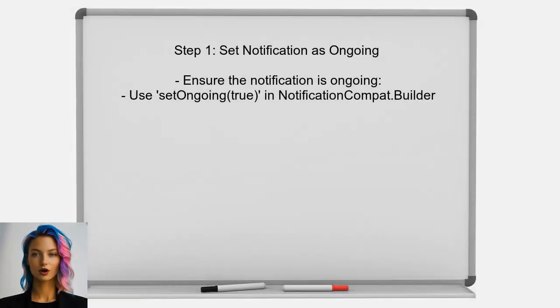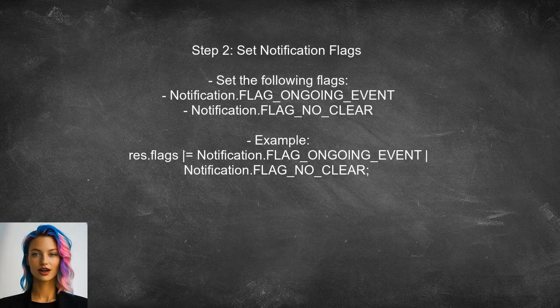To ensure the notification for the foreground service is persistent, the user should verify that the notification is set as ongoing. This is done by using the setOngoing method in the notification builder. Next, the user should check the flags set on the notification. The notification must include the FLAG_ONGOING_EVENT and FLAG_NO_CLEAR flags to prevent it from being dismissed.